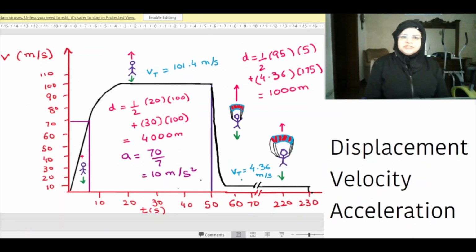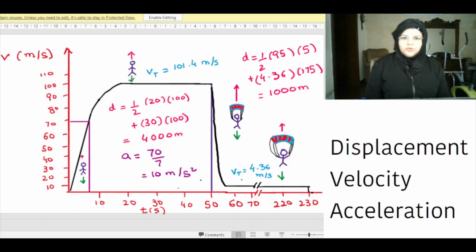When the person jumps from the plane, initially the gravitational force is greater than the drag force. As the velocity increases, the drag force also increases. A point is reached when the gravitational force is equal to the drag force. In this case, terminal velocity is reached.